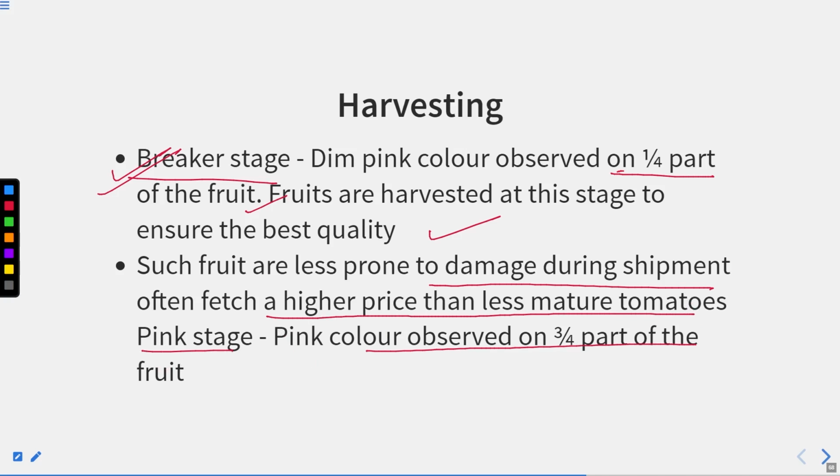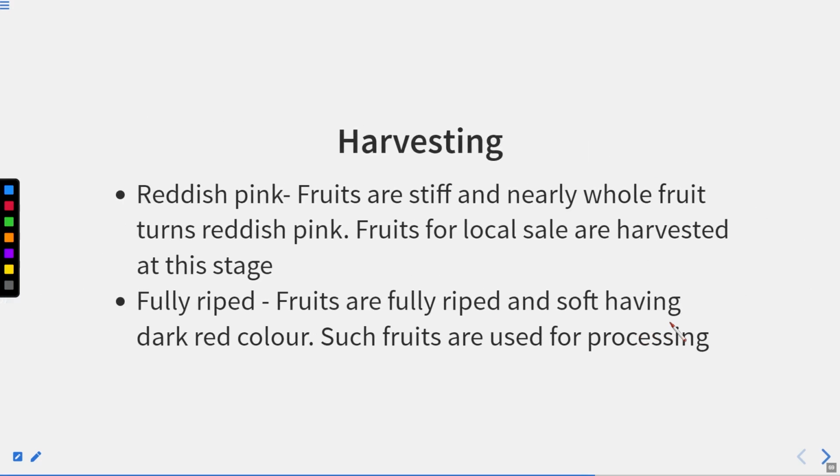Pink stage, that is the third type. Pink color is observed on three-fourths of the fruit, and the reddish pink fruits are firm. Fruits turn reddish pink and are harvested for local sale. So such fruits are available for the local market. Fully ripe fruits are soft, having a dark red color, and such fruits are used for processing. So this is all about this session.